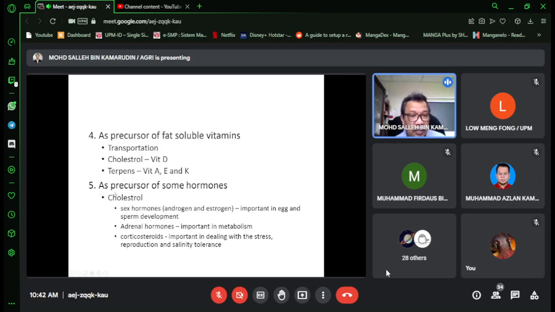And then number five is as a precursor of some hormones. Cholesterol especially is related to the sex hormones like androgen and estrogen, mainly important for egg and sperm development. So if you design a broodstock diet, you need to have this cholesterol. Adrenal hormones are important during metabolism.